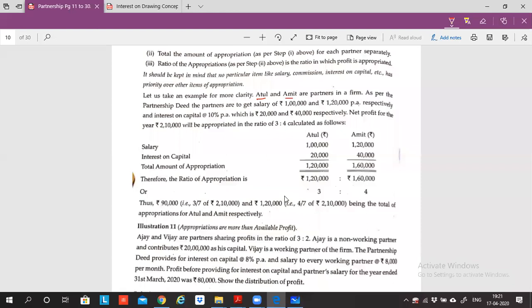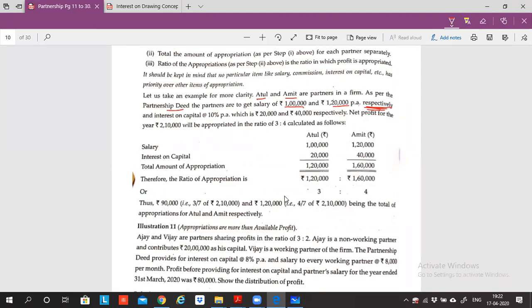Atul and Amit are partners in the firm. As per the partnership deed, partners are to get a salary of 1 lakh and 1.2 lakh per annum respectively. Can somebody tell me the meaning of the word respectively? Atul will get 1 lakh and Amit will get 1.2 lakhs. Sir, respectively means, if you see the statement, there are two partners, Atul and Amit. As per the deed, one will get 1 lakh and another will get 1.2 lakh. Now, my question is, will Amit get 1 lakh or will Atul get it?